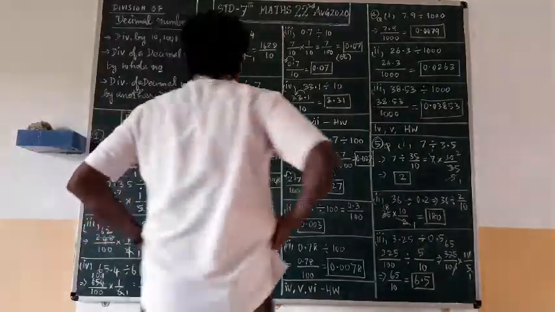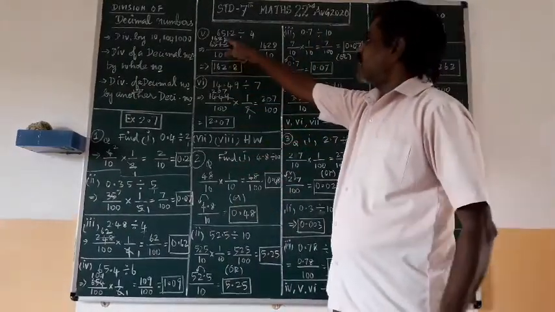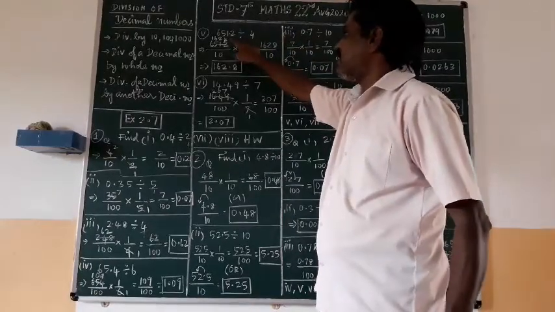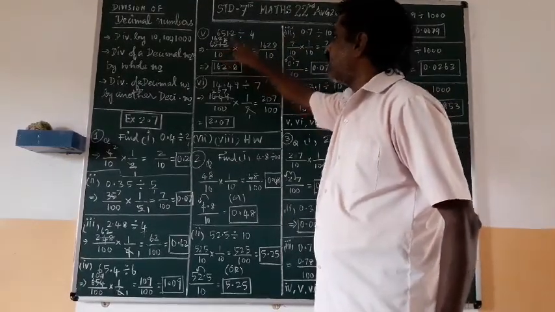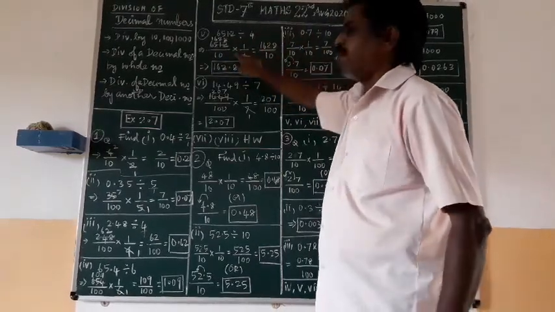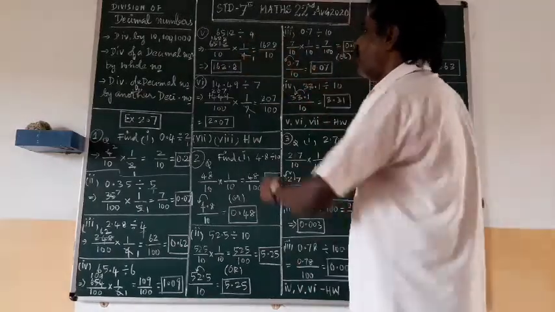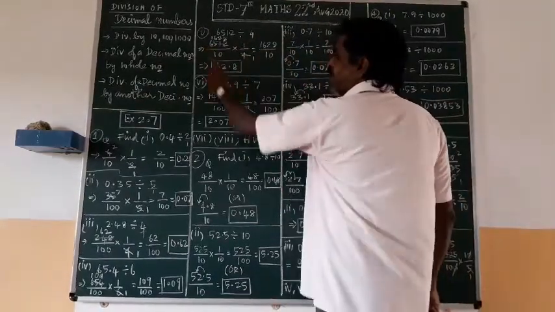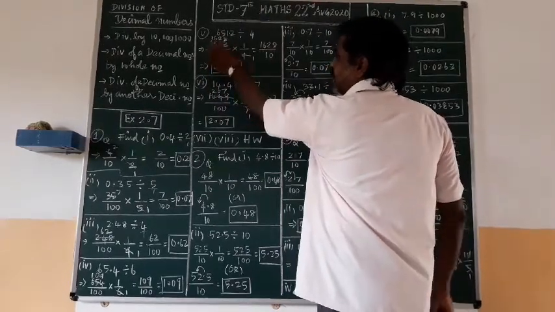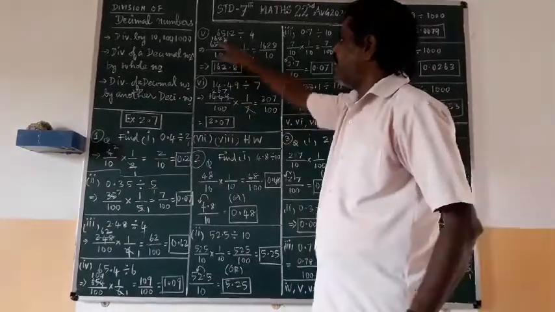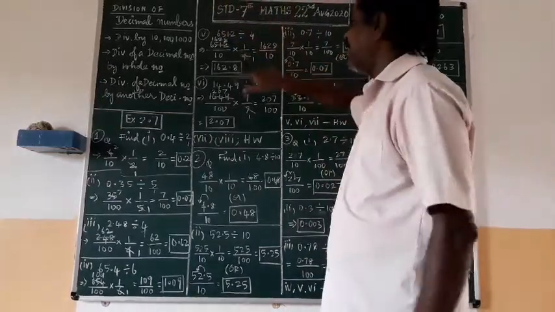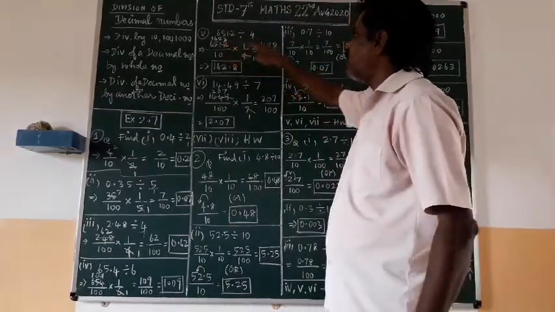Fifth problem: 651.2 divided by 4. Immediately I remove the decimal in the first number: 6512 upon 10, because there is a single digit after the decimal. The 4 upon 1 becomes the reciprocal and multiplication, so multiply by 1 upon 4. Then I cancel by 4: 1 time, 6 time, 2 time and 8 time, so 1628. If you feel it is hard, divide separately using the 4 table and you will get the answer. Then multiply 1628 into 1.